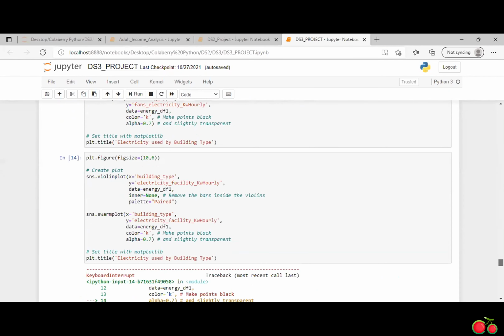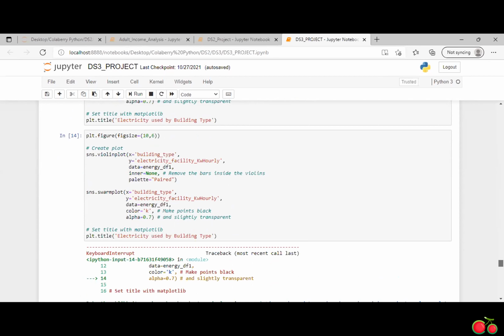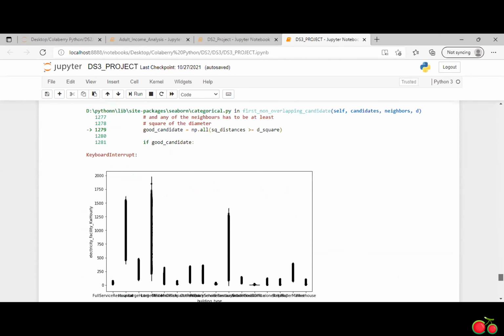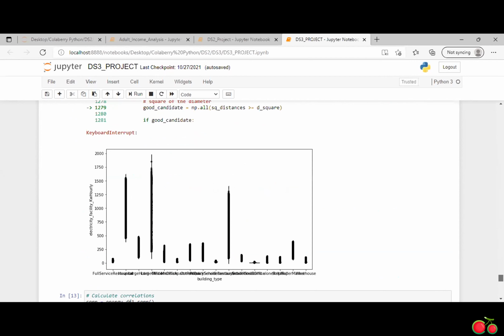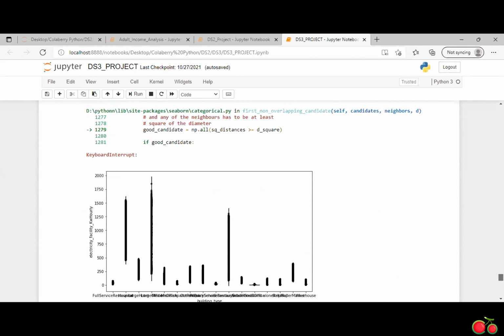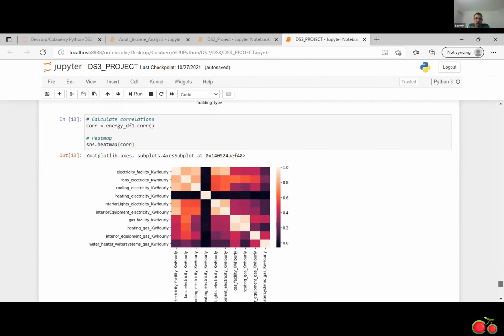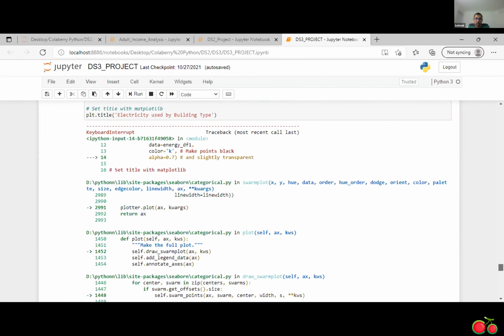Okay. So this is the attempt to do a violin plot and a swarm plot that took forever to run and then came up with this. I probably have to look at this some more and see what's going on. But why did the violin plot fail? Anyways, that's good.